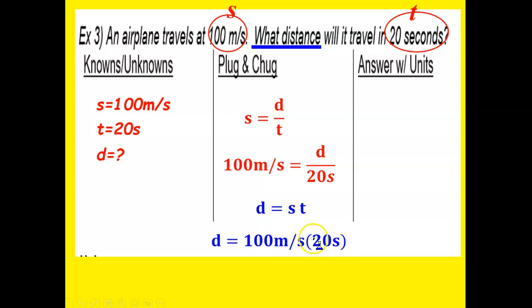I plug all that in, numbers are next to each other, so therefore mathematically I'm going to multiply. Since there's a duplicate of S that cancels each other out, I'm left over with the unit that I want, which is meters. So those are the three different types of problems you will have in speed or velocity problems.